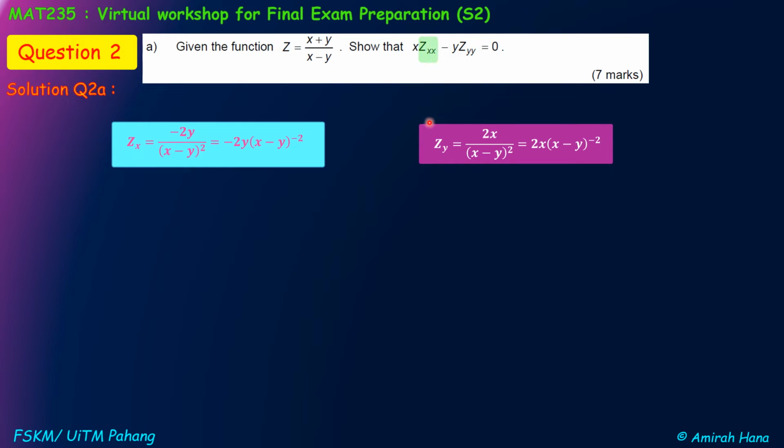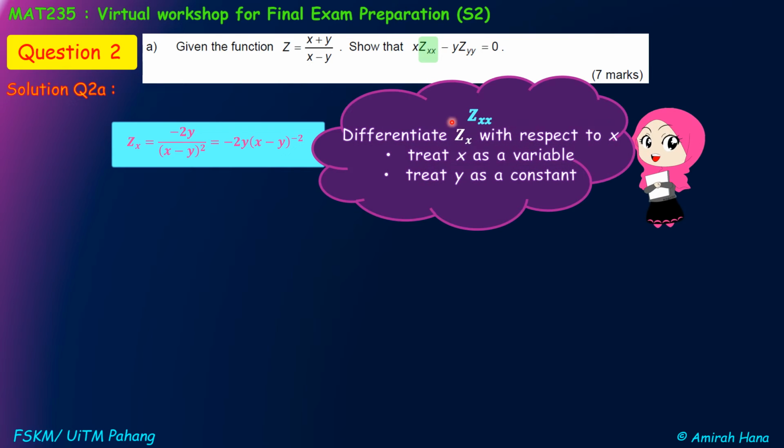Now we want to find zxx. What is zxx? zxx is we differentiate zx with respect to x. We treat x as a variable and at the same time we treat y as a constant.